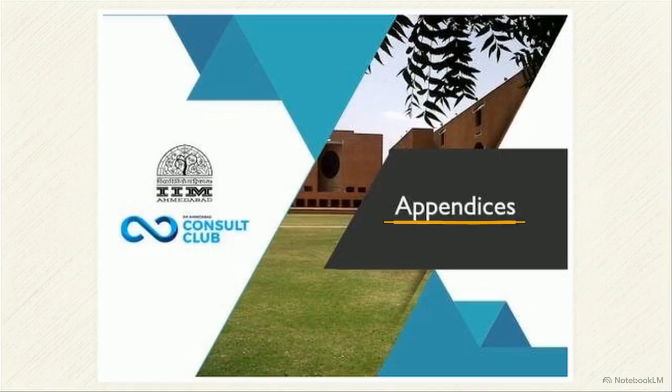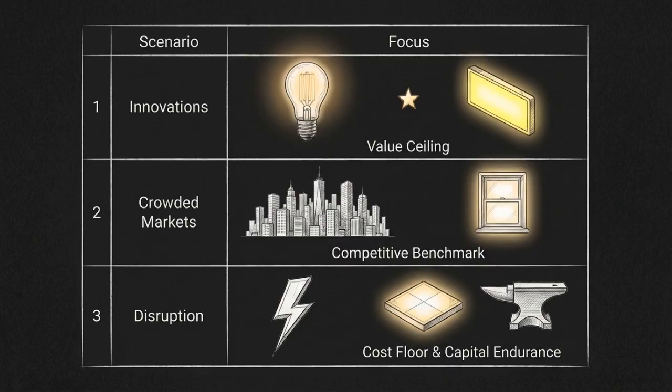Keep in mind, these pillars are a vocabulary, not a rigid checklist. You apply them in the order the facts demand. This grid maps out the 3 primary scenarios. For innovations, you lead with value. For crowded markets, you lead with competitive benchmarks. And for disruption, you lean entirely on your cost floor and balance sheet endurance.